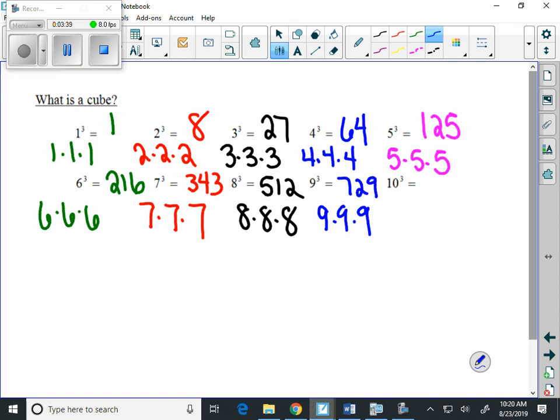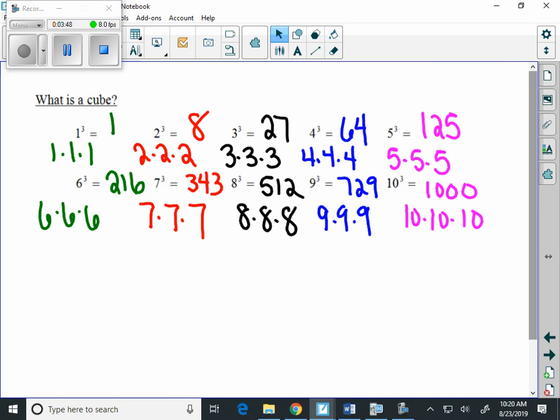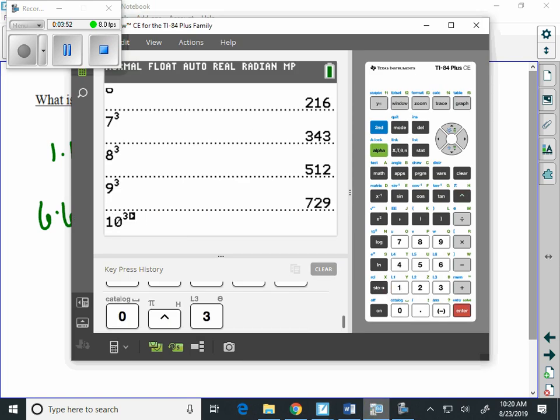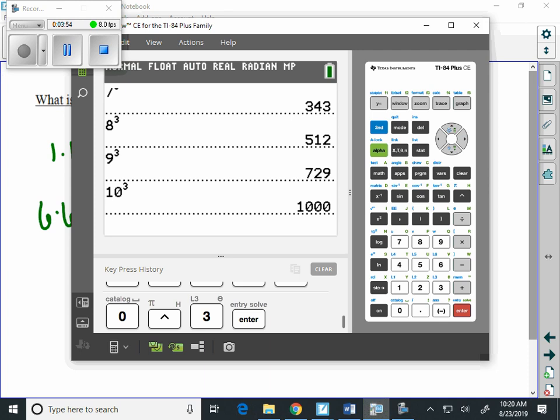And 10 cubed is 10 times 10 times 10, which is 1,000. I'll show you on the calculator. 10 cubed, and then we get 1,000.